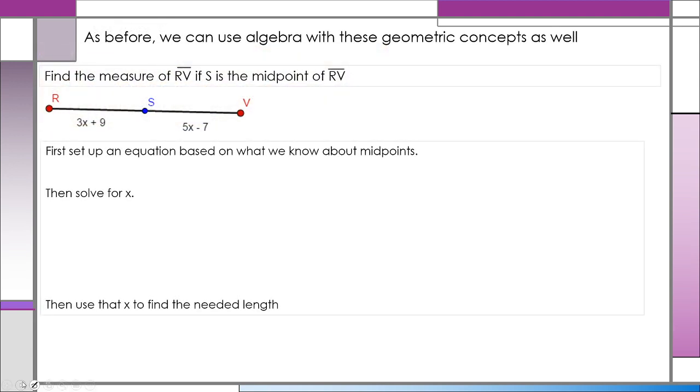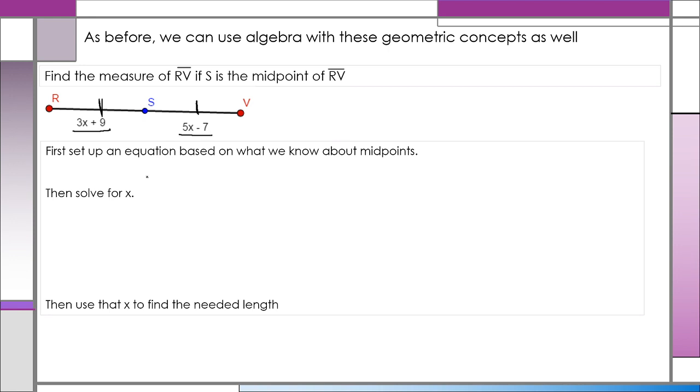So lastly, we have the algebraic portions, which is basically if you have a segment, how do you find out how long the original segment is given the two half segments? So it says here, find the measure of RV if S is the midpoint. Well, if S is the midpoint, that means that this segment here has to be equal in length to this segment here. And it says that this segment RS is 3x plus 9 units long, and this segment SV is 5x minus 7 units long.